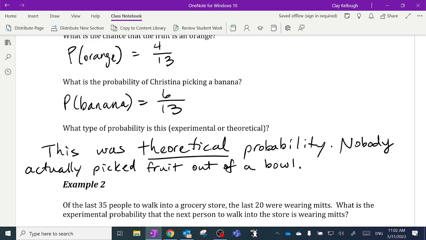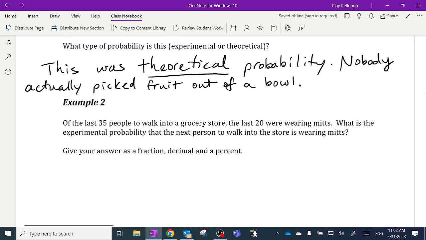So if I did that 100 times, and I got the banana 10 times, I'd say I got 10% for an experimental probability. Experimental means you actually did something. Look at example 2.